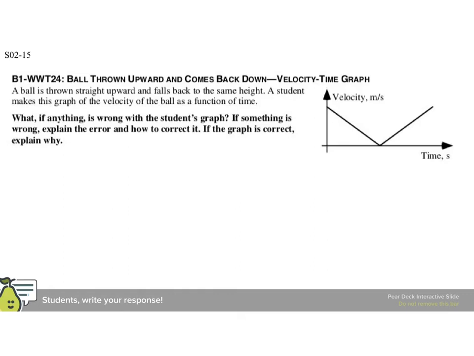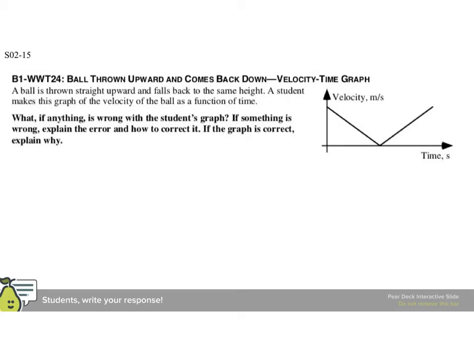All right, so let's do sort of an example of that. A ball is thrown straight upward and falls back to the same height, and a student makes the graph to the right of the velocity of the ball as a function of time. So we want to know what, if anything, is wrong with the student's graph. If something is wrong, explain the error and how to correct it. If it's correct, explain how you know.